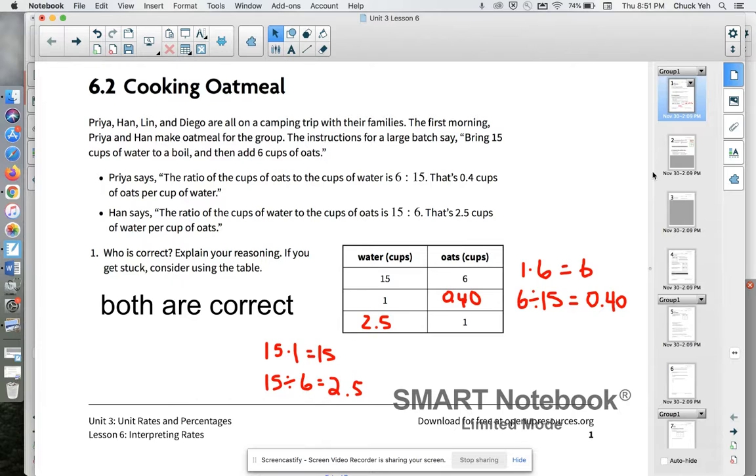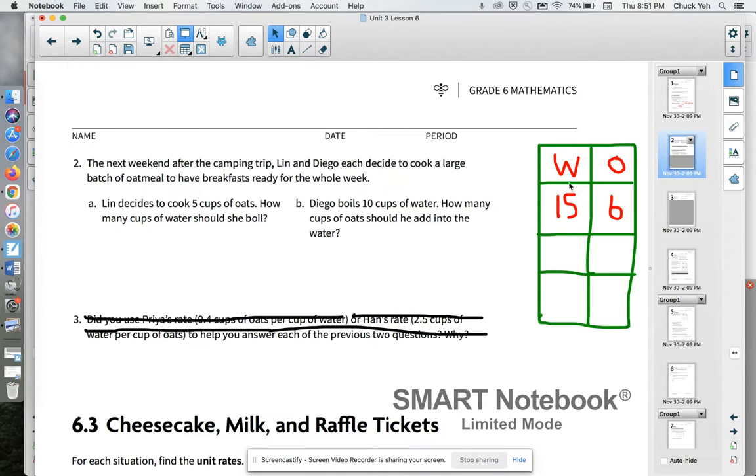Using the same 15 to 6, I drew this table already. You might want to draw this table too. The next weekend after the camping trip, Lynn and Diego each decide to cook a large batch of oatmeal to have breakfast ready for the whole week. Lynn decides to cook 5 cups of oats. How many cups of water should she boil? So I'm going to put 5 here, 5 cups of oats. How many cups of water? We're going to cross multiply then divide.